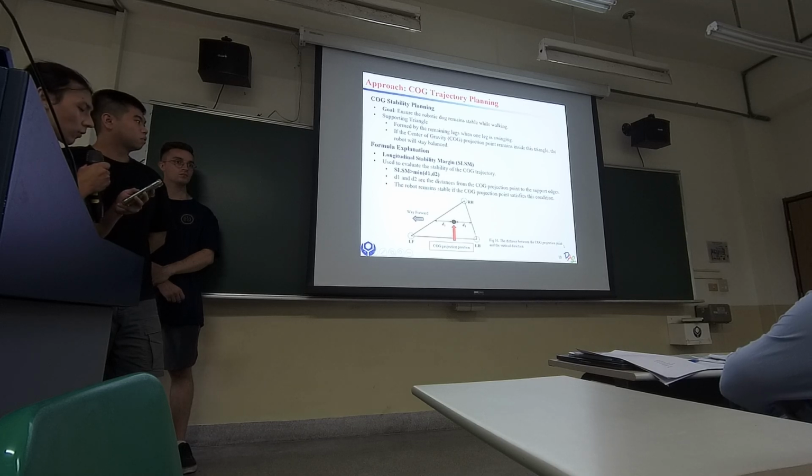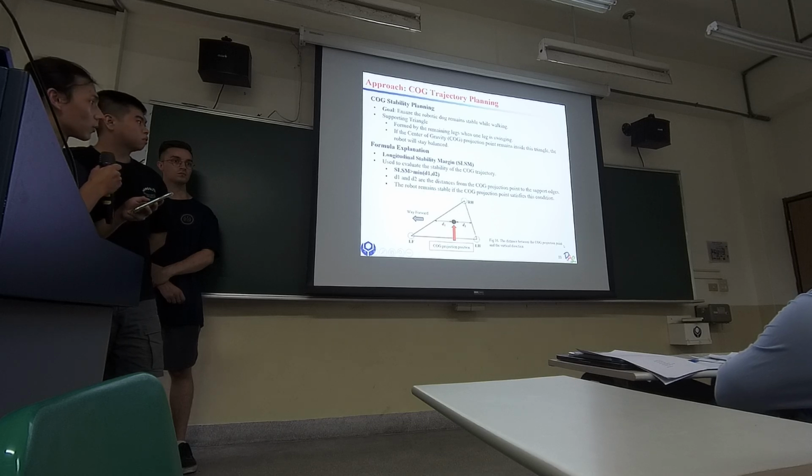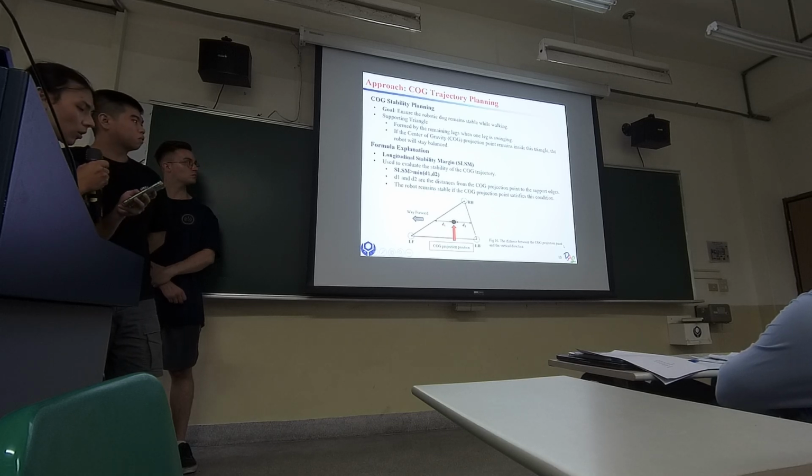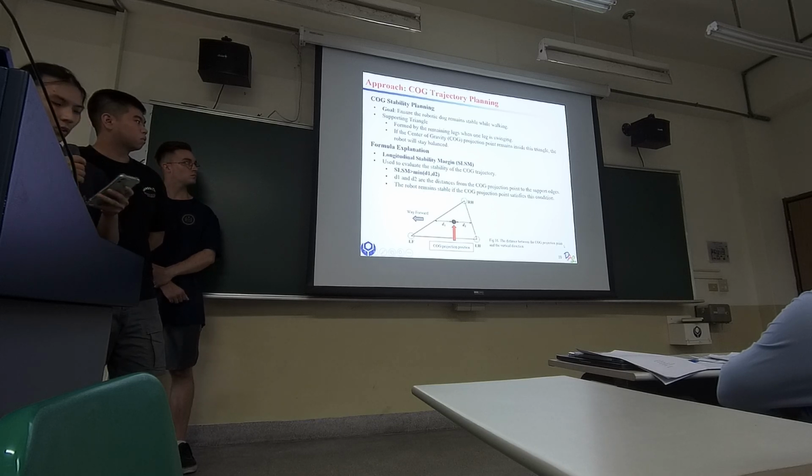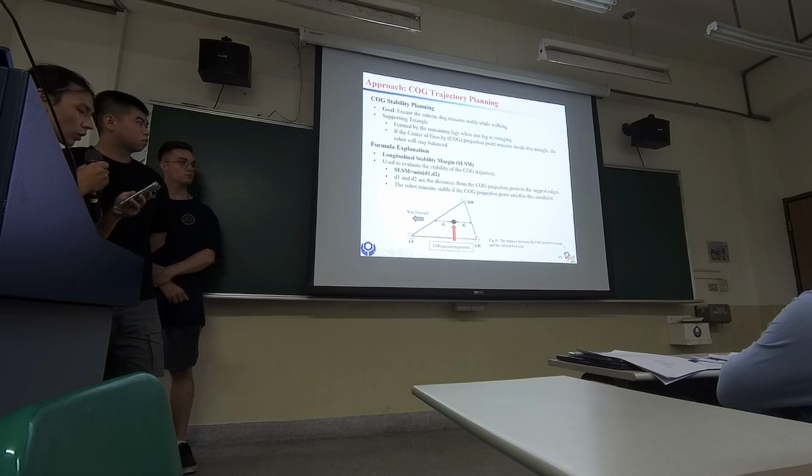The condition for stability is SM bigger than the minimum of D1 and D2, where D1 and D2 are the distances from the COG projection point to the supporting edges. So as long as the COG projection point meets the condition, the robot will remain stable. This approach is good for maintaining balance during dynamic movements.